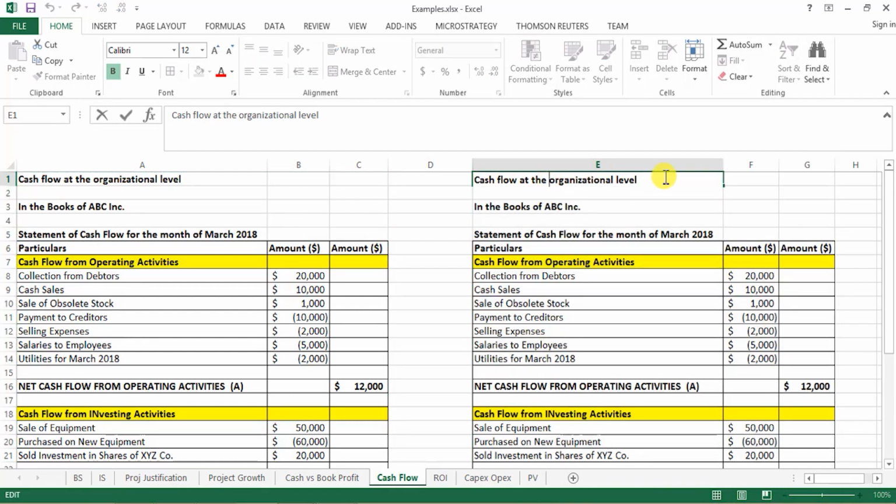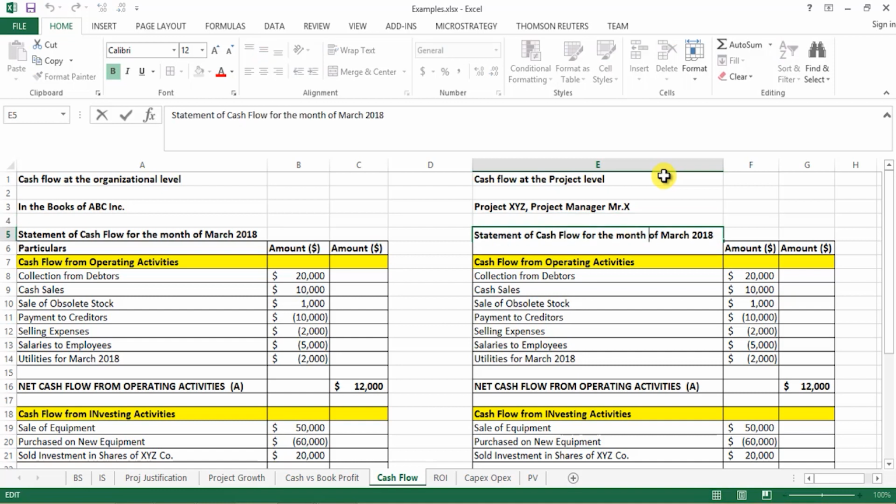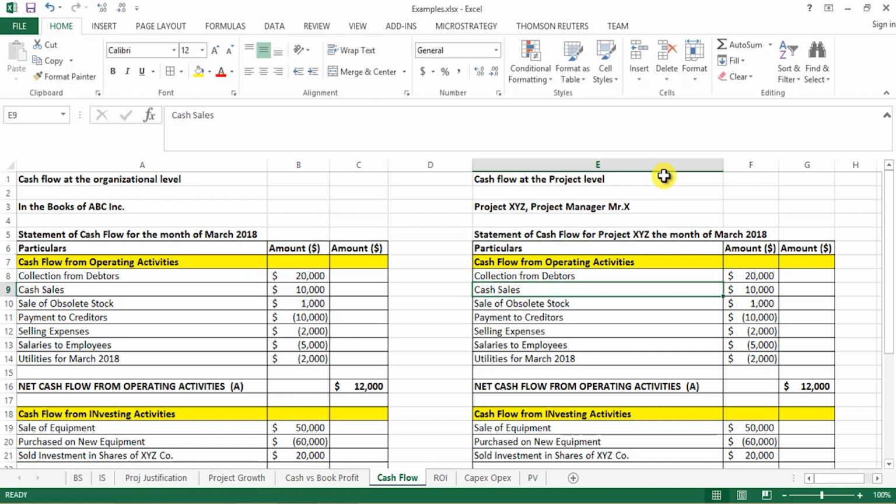Cash flow at the project level. Sorry, caps lock was on. Project level. We don't need to write the books and all. We'll just label the project XYZ and label the project manager as our famous Mr. X. Statement of cash flow, we just need to modify the labels here, project XYZ for the month of March 2018.